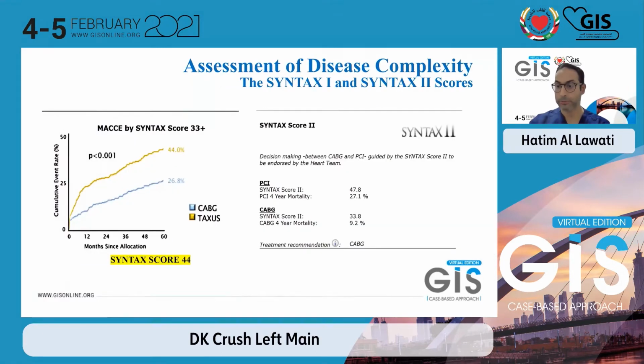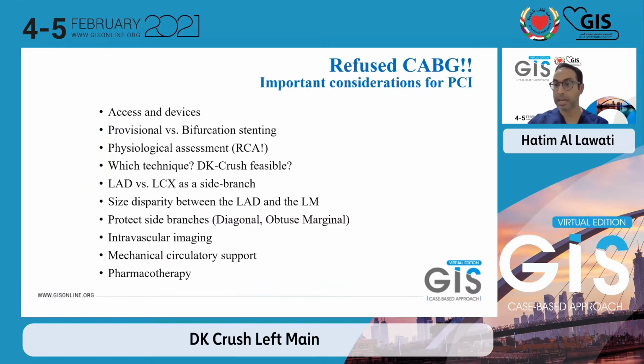The SYNTAX score was 44, and this was largely from the fact that this was a distal left main bifurcation, a long calcified plaque in the proximal LAD with a diagonal bifurcation, and the mid LAD, and a long calcified plaque in the proximal circumflex. Based on the fact that she was diabetic, she was referred for surgical revascularization. She categorically refused CABG, and she was referred back to us to consider multivessel PCI.